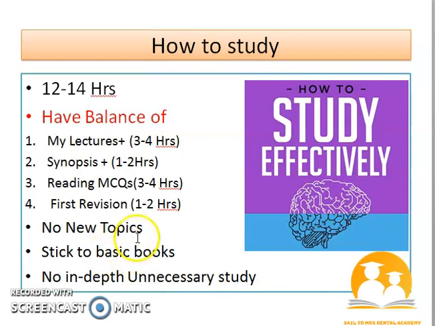So stick to the current basic books and don't go for in-depth study. I have seen some students reading aeronautics in-depth. Now time is not there, 75 days are there. So don't go excessively in-depth. You have to cover all the subjects. Even if you leave one subject, you are going to lose 7 to 8 MCQs, and that will cost you around 200 to 300 ranks. So please aspirants, balanced and effective study is so important.